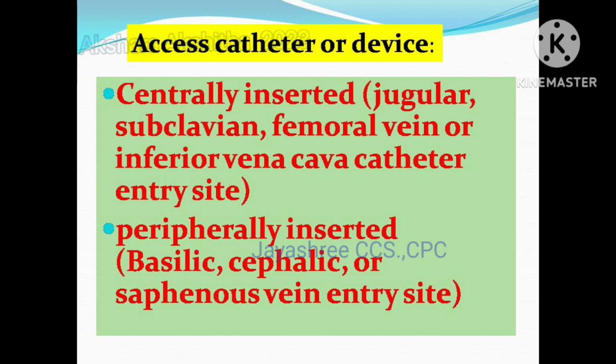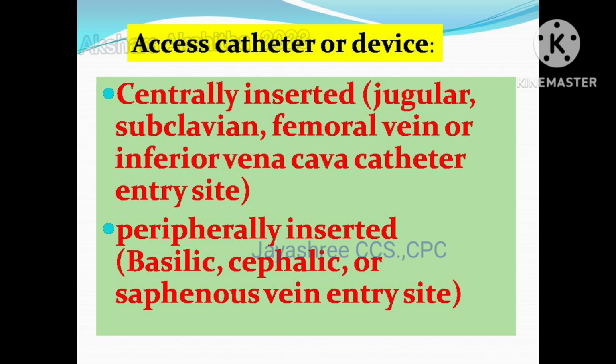Sometimes in questions they will tell directly centrally inserted catheter or peripheral. If it is not there, if they have given like jugular vein catheter inserted, so jugular means you have to consider centrally. For this reason only they have given in the bracket in the book itself what are the centrally inserted accesses and what are the peripherally inserted accesses.